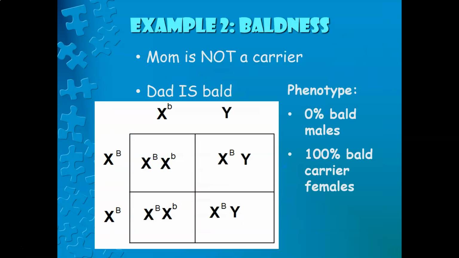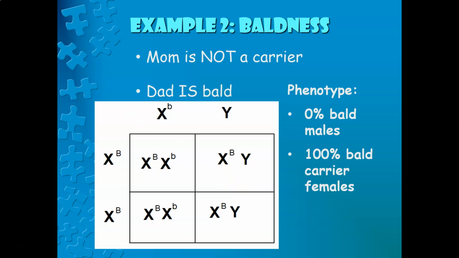Another example. So here now mom is not a carrier, so she's got two capital B's, but dad is bald, so dad's got that lowercase b on his X. Interesting thing here, all they produce are carrier females, but none of their men are bald. So think about how that's going to have to work.